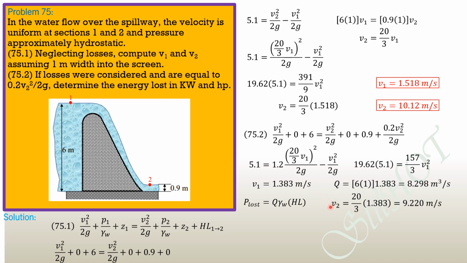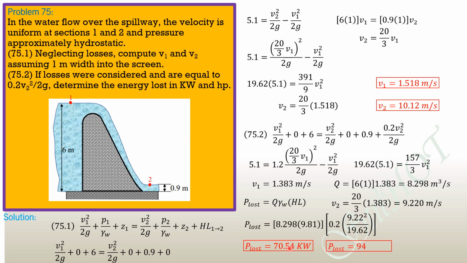Then substitute. Power lost is 8.298 times 9.81, and the head lost is 0.2 of 9.22 squared over 19.62, V2 squared over 2g. So power lost in kilowatts is equal to 70.54 kilowatts. Then in horsepower, we divide this by 0.746 kilowatts per horsepower. So dividing this by 0.746, power lost is equal to 90.56 horsepower.